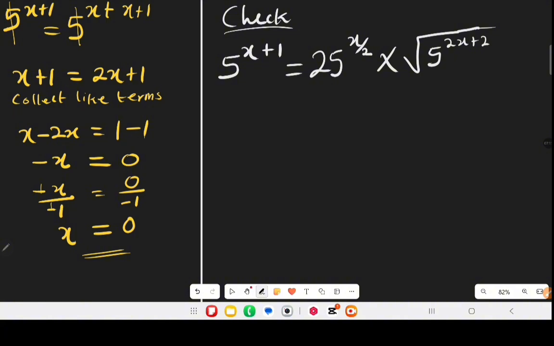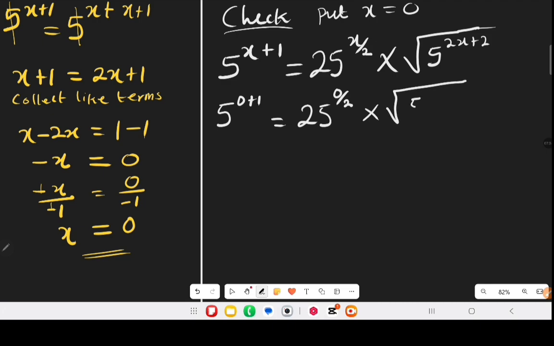Now put x equal to 0. Wherever we see x, we put 0. We have 5 raised to the power of 0 plus 1 equal to 25 raised to the power of 0 over 2 times root of 5 raised to the power of 2 times 0 plus 2.